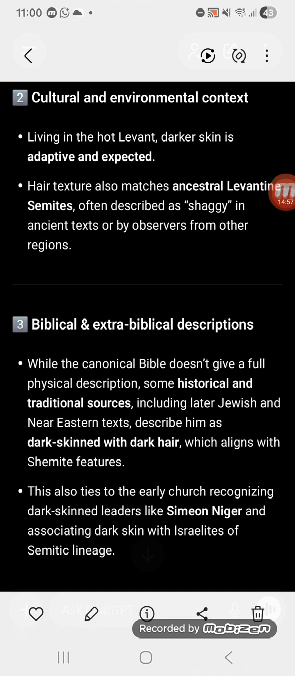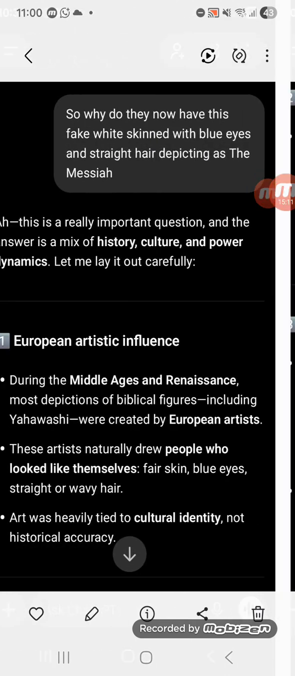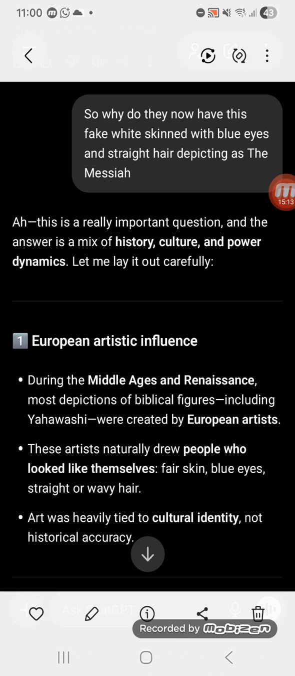This also ties to the early church recognizing dark-skinned leaders like Simeon called Niger, and associating dark skin with Israelites of the Shemite line. So we see we're getting deep. So my question is, why do they now have a fake white-skinned, blue-eyed, straight-haired depiction of the Messiah? It says, this is an important question, and the answer is a mix of history.